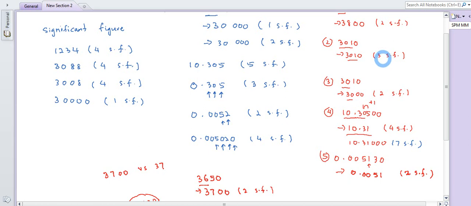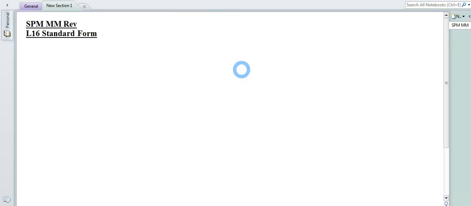So the next part I want to share with you is the standard form. How to write the answers that you get from the calculation and express it in a standard form. Okay, let's go to the standard form. So this is the basic format of a standard form. A times 10 power n. So this number A is greater than or equal to 1, less than 10.